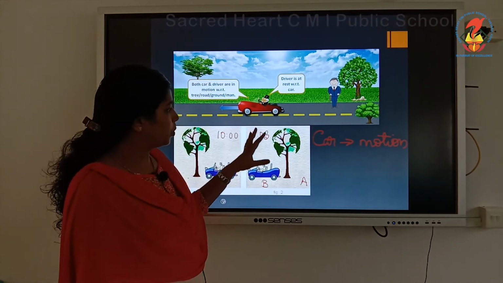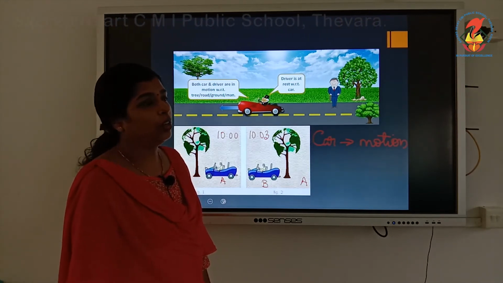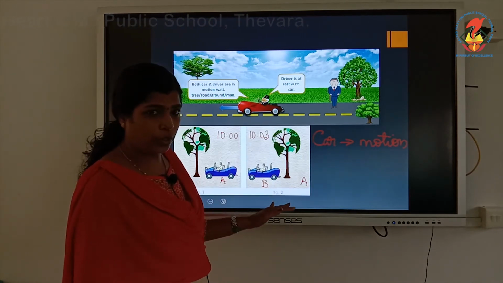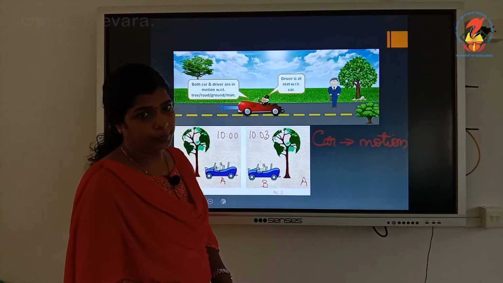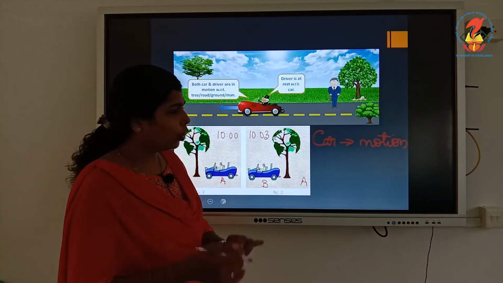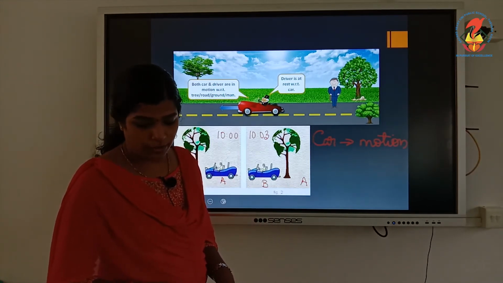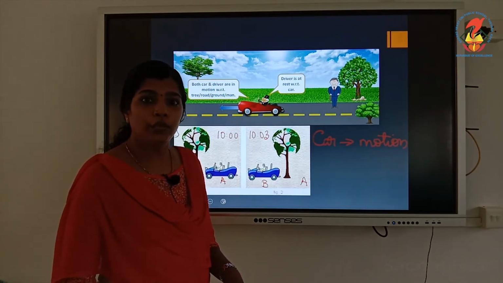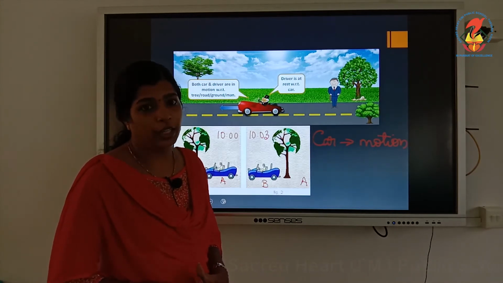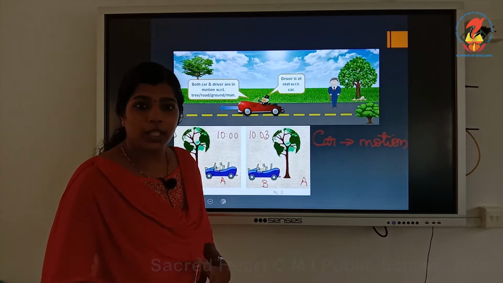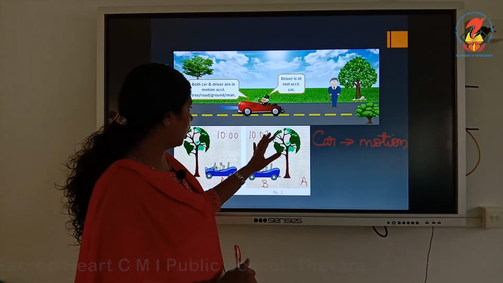So, if an object is in motion, it should change its position with respect to the reference point, or with respect to a stationary object, during the passage of time. Or we will say it in another way: if an object changes its position during an interval of time, then we will say that object is in motion. So the car is in motion.